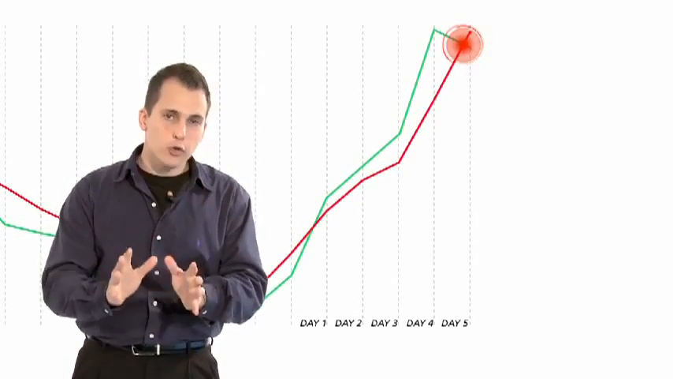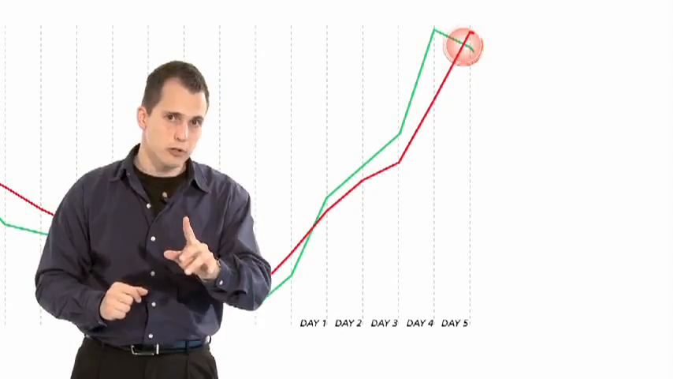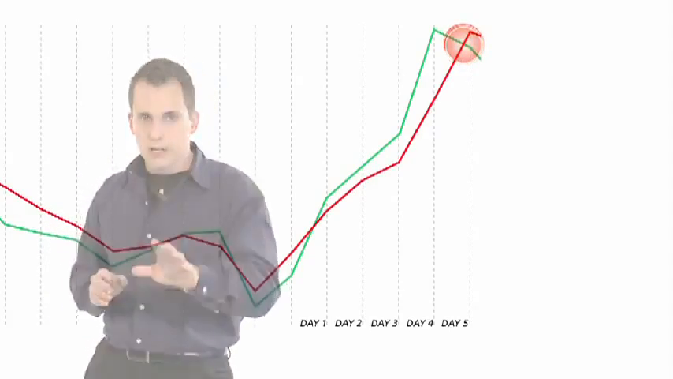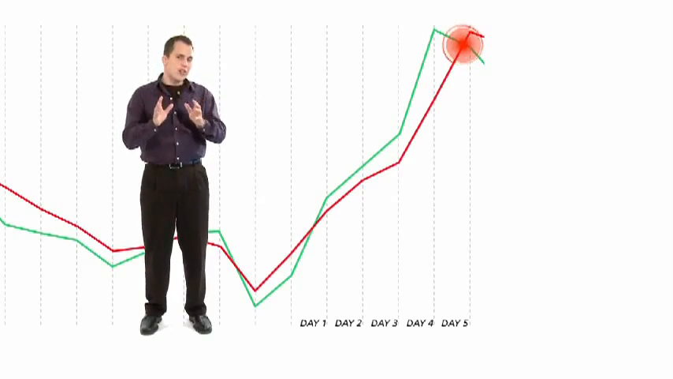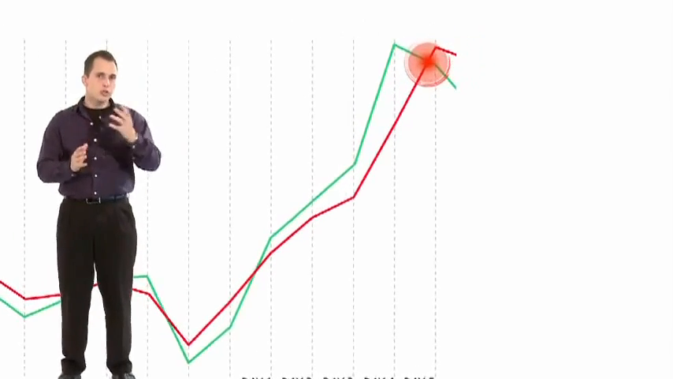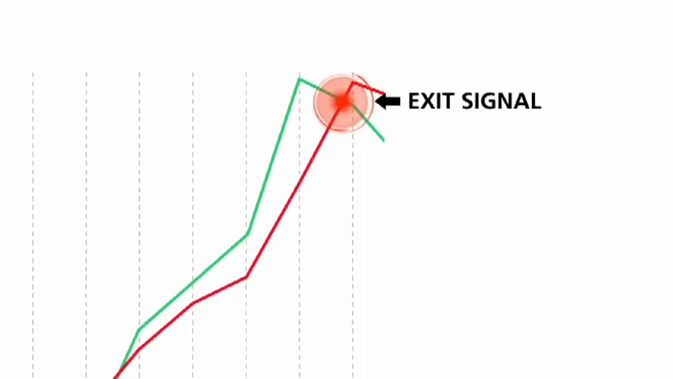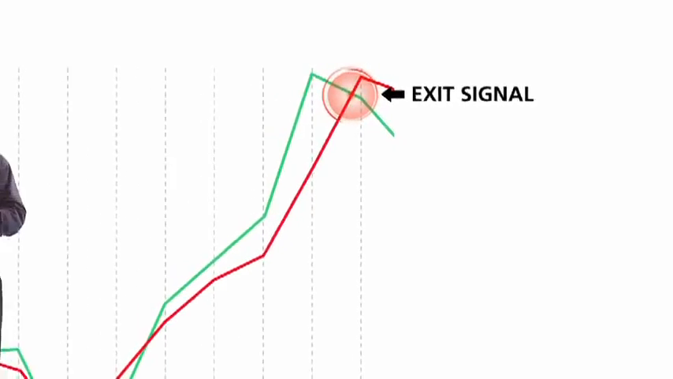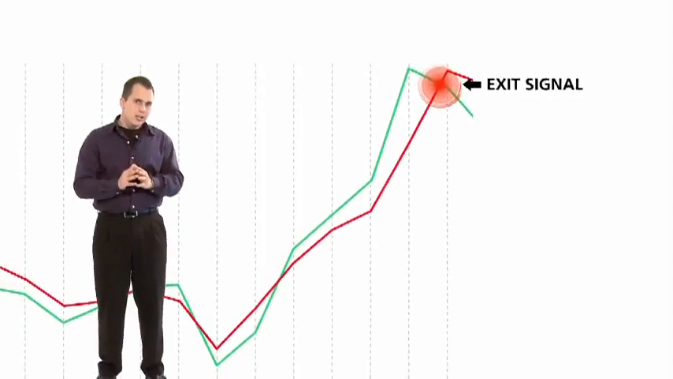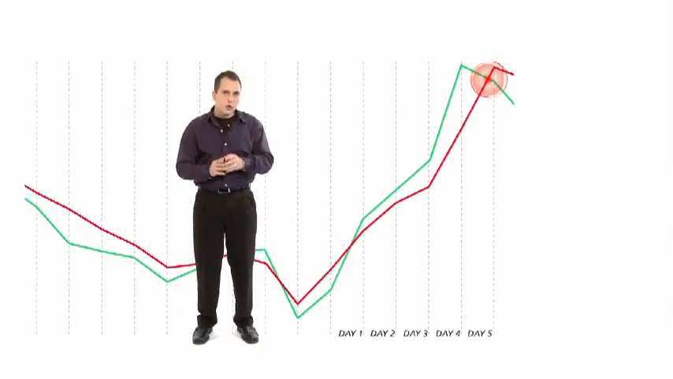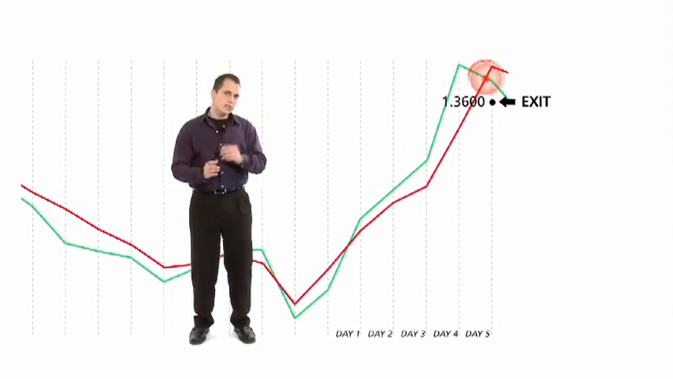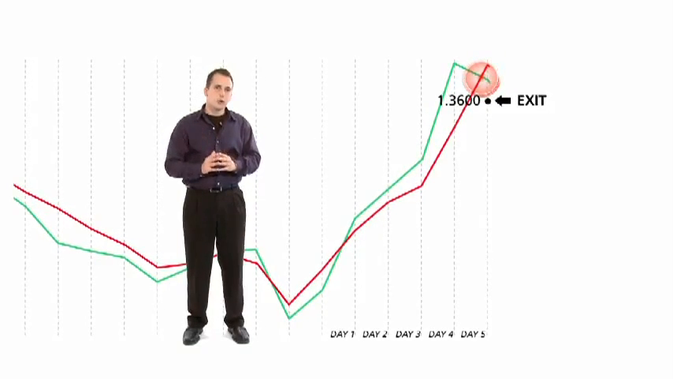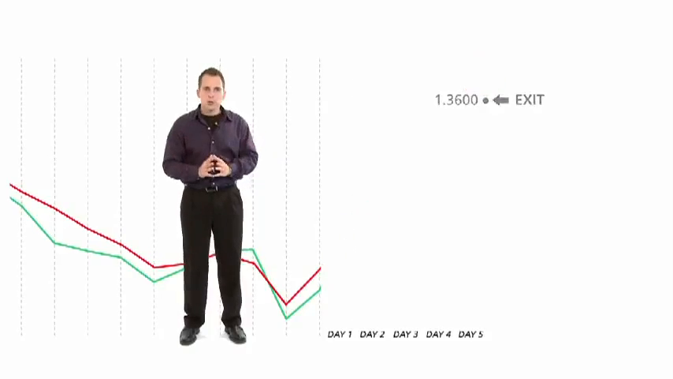When the cross occurs for an exit signal, now this is important, the lines do not have to be in a perfect angle for an exit signal. The lines simply just have to cross, and that means you need to get out of the market, because that indicates to us that the market is changing direction. So when the lines cross for an exit signal, you will exit the market at the closing price of that day of the cross. And you can see in this example, that price happens to be 1.3600.